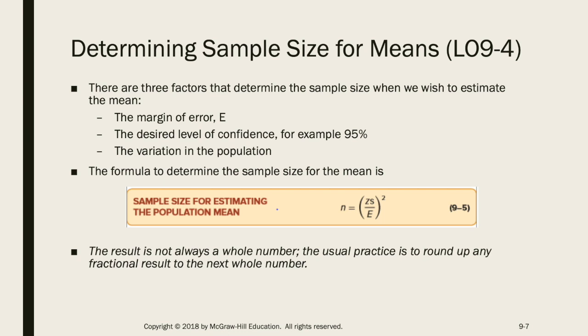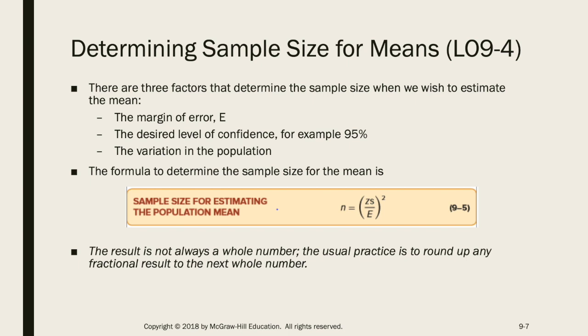Okay, so the last learning objective that I'm going to cover for chapter 9 is determining sample size for means, learning objective 9.4. It does matter how large our sample is. This is a concept that we've talked about before. The larger our sample is, the more representative it is of the population, the closer we get to the true population parameters. But we still want to be reasonable when we're conducting our research.